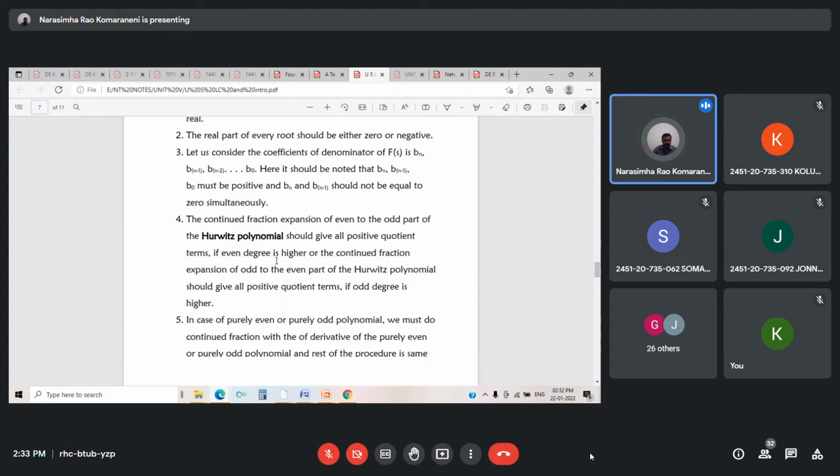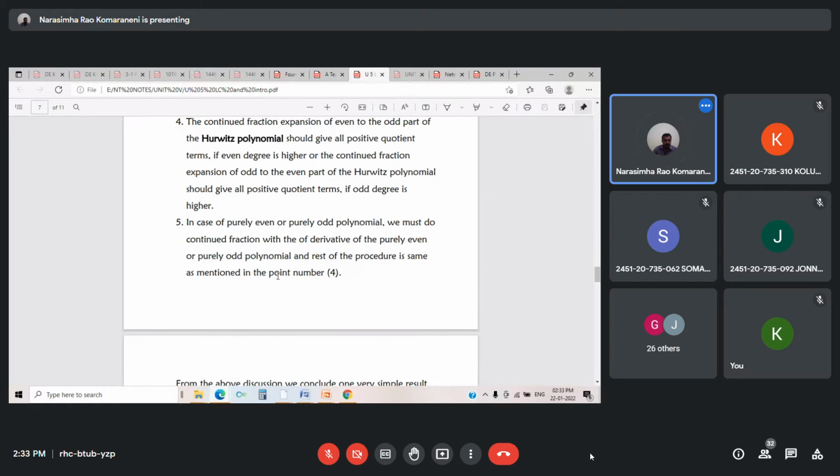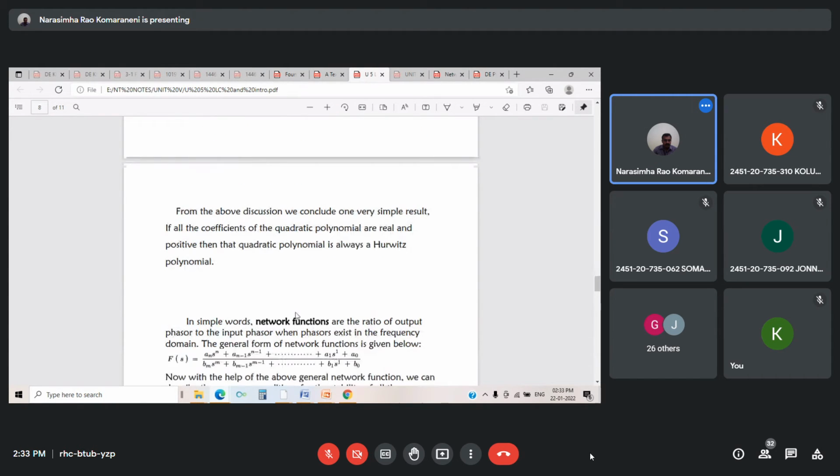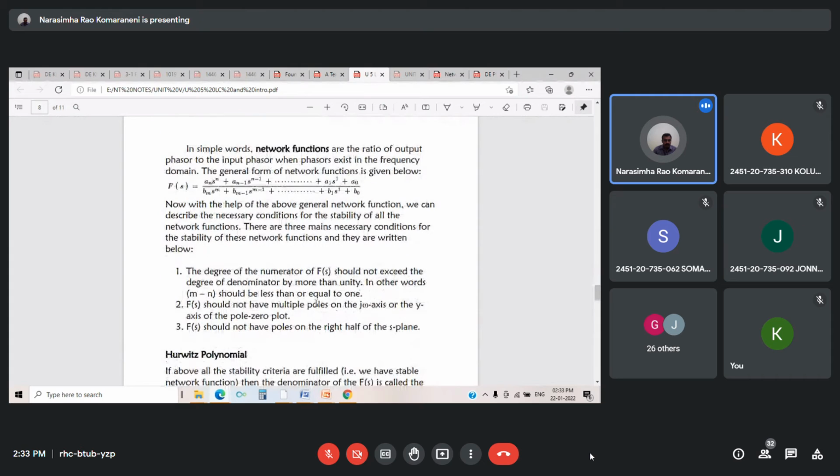Okay, and the fifth property: if the given function is purely even or purely odd polynomial, you must do the continued fraction with the derivative of the purely even or odd polynomial, and the remaining procedure is the same, right?